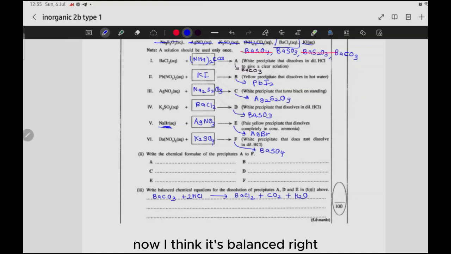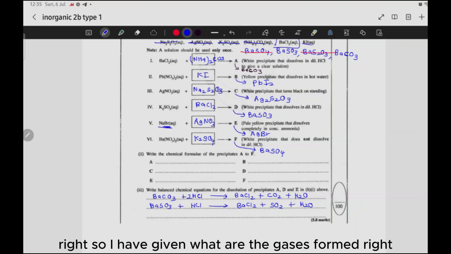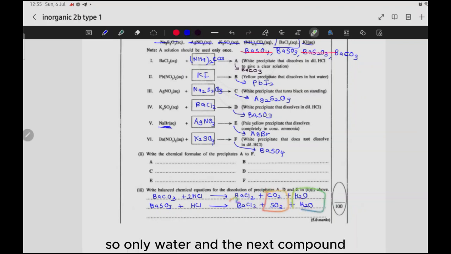Now I think it's balanced, right? And next one, D, BaSO3. BaSO3 with HCl, same barium chloride forms. Apart from that, you get SO3, SO2 and water, right? So I have given what are the gases formed, right? So only water and the next compound barium chloride is added, right?